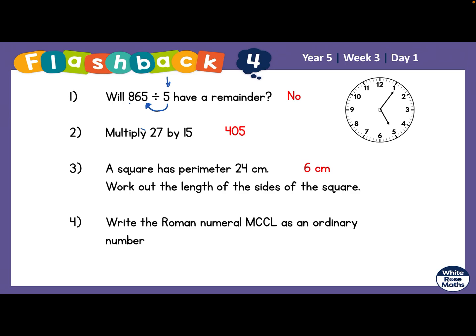Of course, perimeter is 4 equal sides, so we do 24 divided by 4, and that is, of course, 6. And the Roman numeral is 1,000, 100, 100, and then 50, which is 1,250. So well done if you got that.